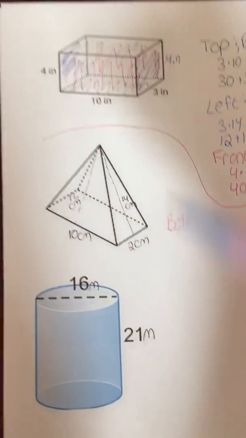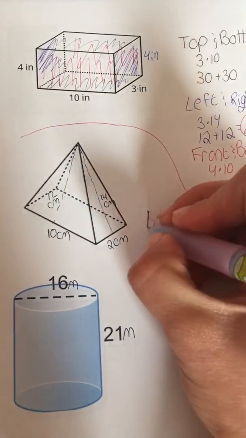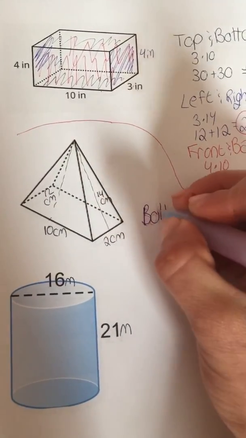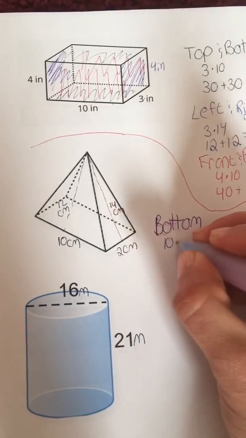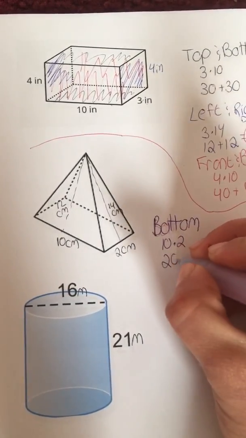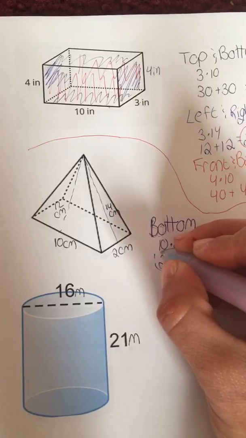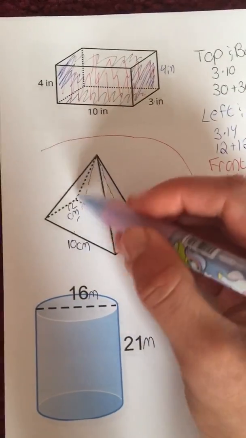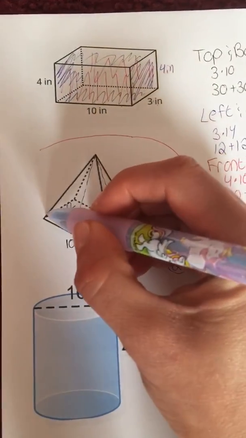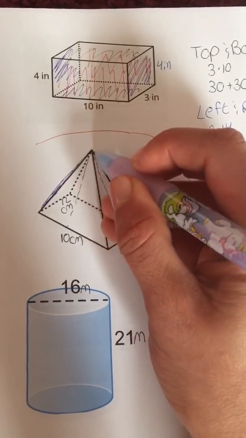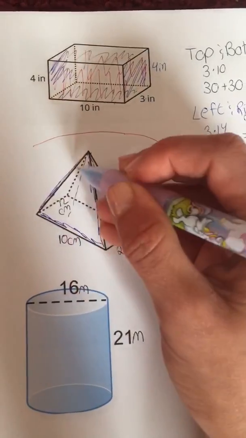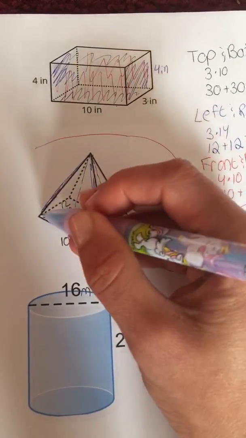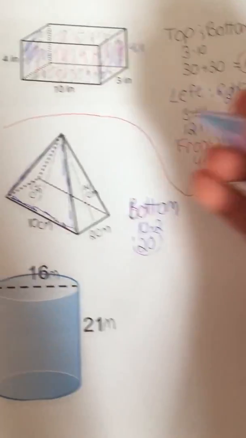Okay, so the bottom is a rectangle of 10 by 2. So that's 20 at the bottom. It's part of our answer. Then you have the front and the back triangle. The front one, I'll outline it here. It's going to be the same exact size as the back one. So the front is this triangle that's 10 for the base and 12 for the height.